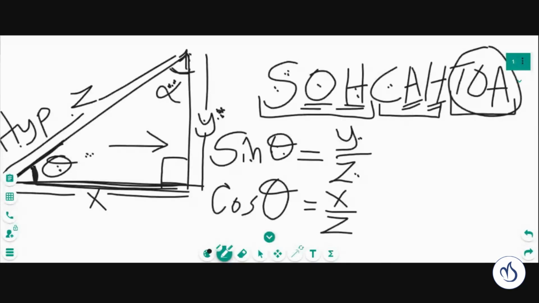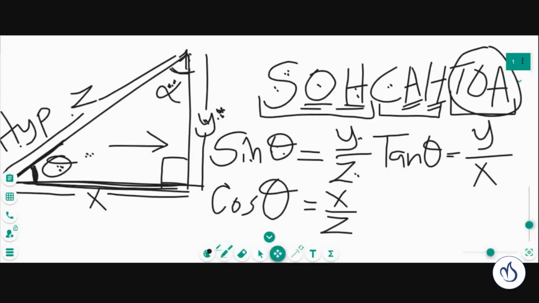TOA is that when I have the tan of any given angle, for this case my angle theta, the tan of that angle is the opposite over the adjacent. The side that's opposite the angle, which is my Y. Okay, so that is the most basic part of this topic.